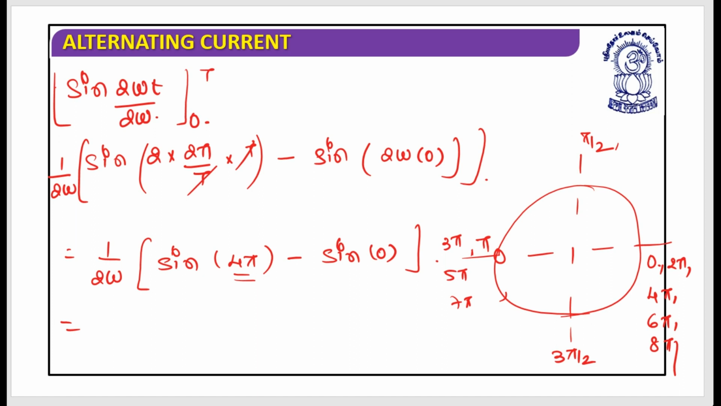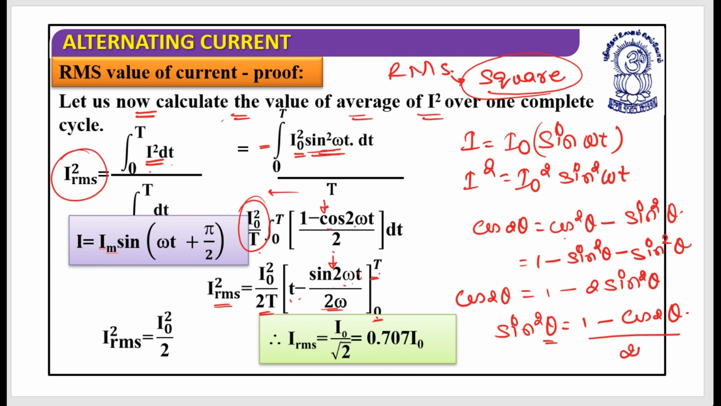So sine 4 pi: here sine 0 degree is 0, sine 2 pi is 0, so sine 4 pi is also 0. It's 0 minus 0 and nothing is left. So this is converted to 0. It doesn't have any value. So this is going to produce a 0 for me. So I am left with I naught square by 2t into small t, but small t would be replaced by the upper limit, which is t minus 0, which is only t. So this I square RMS is equal to I naught square by 2.